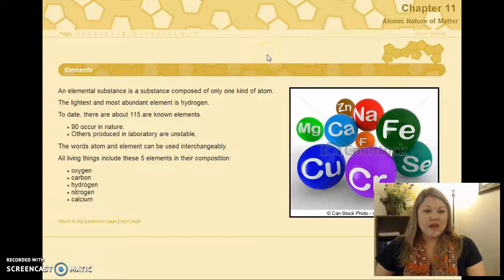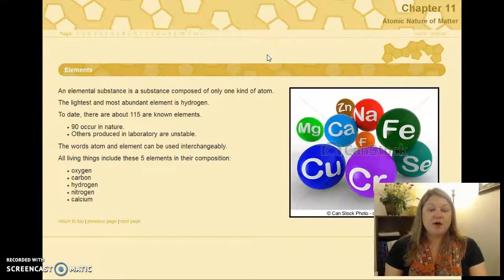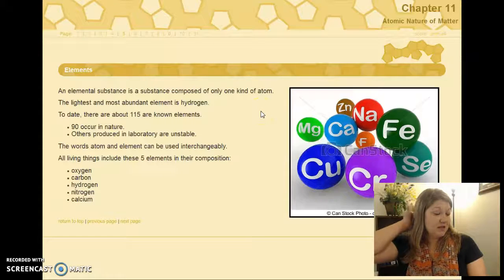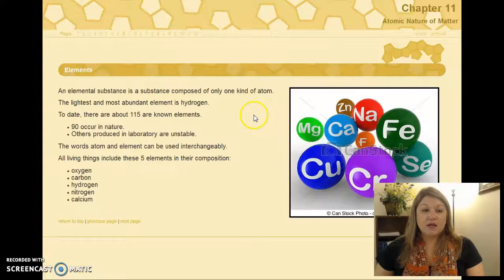Okay, that atomic structure makes up all of our elements. So depending on how many protons, how many neutrons, and how the cloud of electrons is made up, all that determines what element it is and how that element behaves. Now if you see the phrase elemental substance, that means it's composed of one kind of atom only. The lightest and most abundant element that we have is hydrogen. There are about 115 known elements. 90 occur in nature, the others are produced in a laboratory and are unstable. Those are your radioactive sorts.